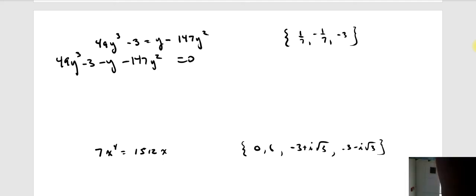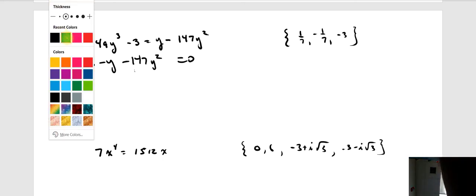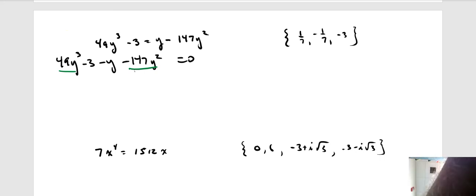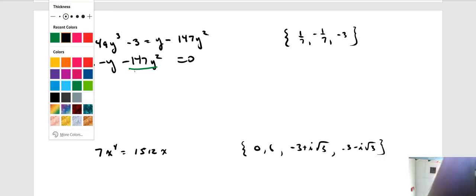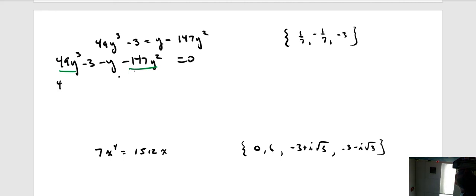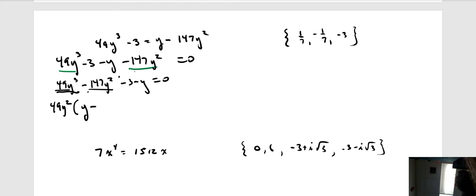One thing I notice is I just took 147 and divided it by 3 and got 49. So these two things have quite a bit in common, this and this. So what we're going to do here is regroup this. Okay, 49y cubed minus 147y squared minus 3 minus y equals 0. And now we can factor 49y squared out of these two terms. And here we'd be left with a y. And here we're left with a 3.